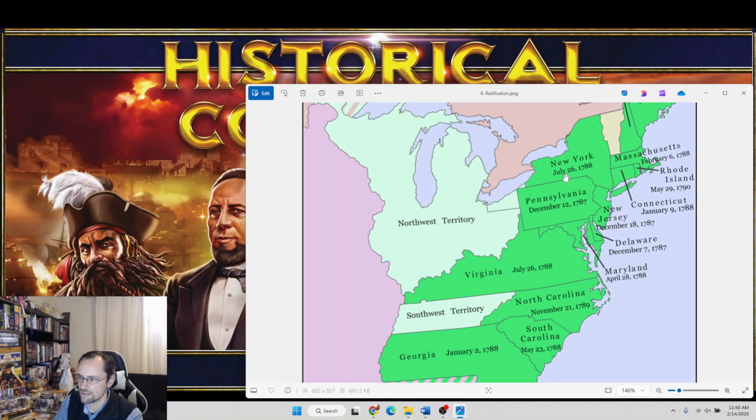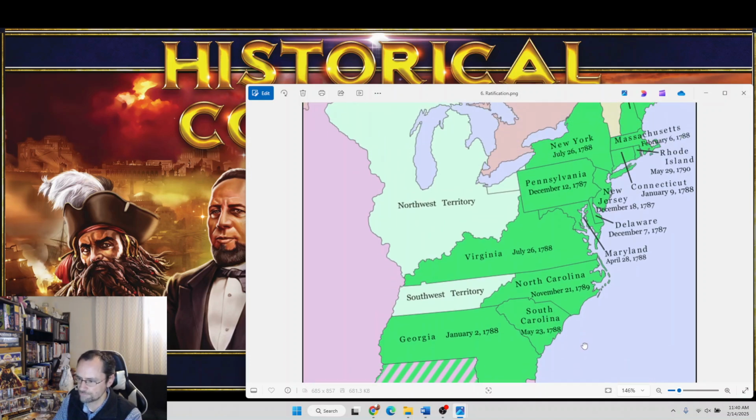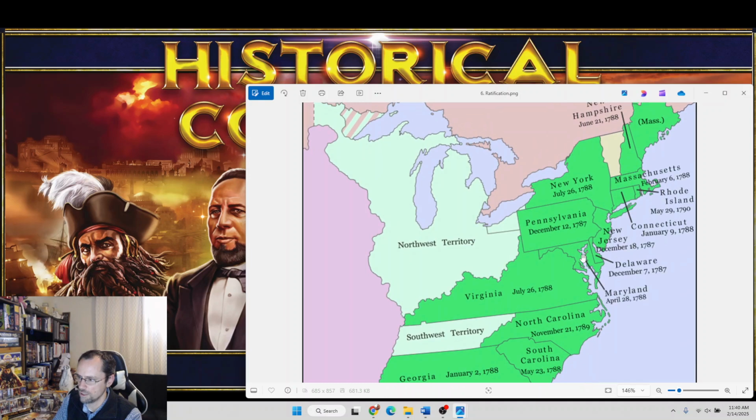1788, as I said, June, New York was not accepting it. They were still having issues at that point. Massachusetts, 1788, but February. So they did actually accept it. So you can go through this, see this picture from Georgia all the way up to Massachusetts and New Hampshire.